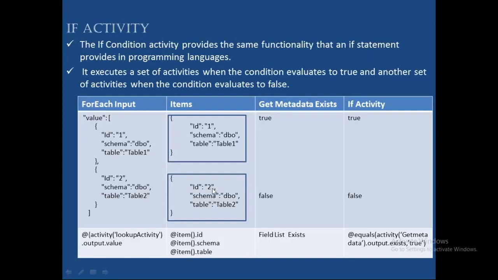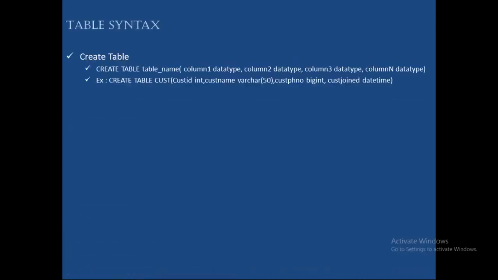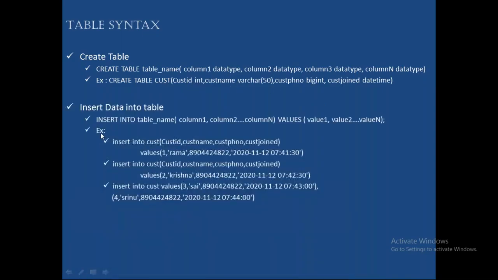So now if the activity is true, then inside true I will use copy activity, stored procedure activity, all those things. Now if you want to copy data, we need to have tables ready, right? How to create a table we know. So create table, table name, column one data type, column two data type, all these things. How to insert? There are multiple ways to insert, you know, by mentioning column names. Without mentioning the column names also you can insert the data.